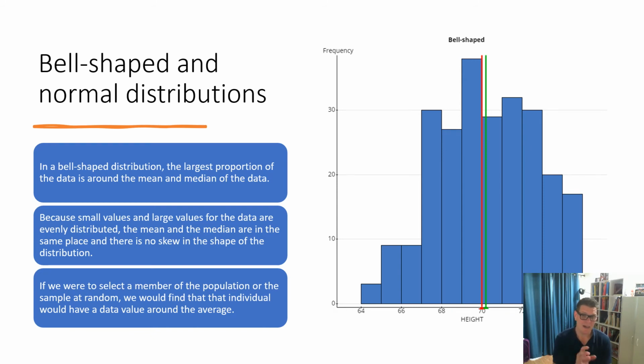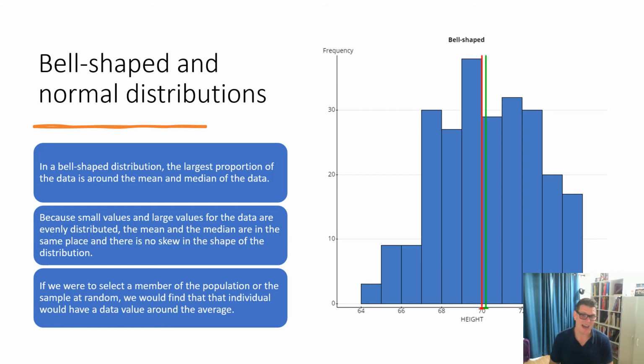Now, because the values for the data are evenly distributed, the mean and the median are in the same place, and that means that there's no skew in the shape either. No skew in the shape, no skew in terms of the mean, right? A little bit, but not much, right? In this case, where we're looking at height, you can see that the median is 70 and the mean is about 71 or 70.5. It's a relatively small amount in terms of the difference in heights, okay?